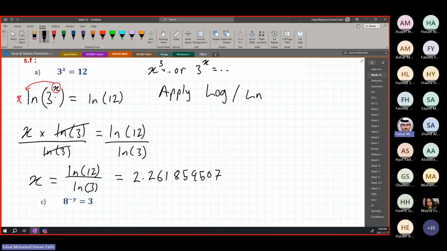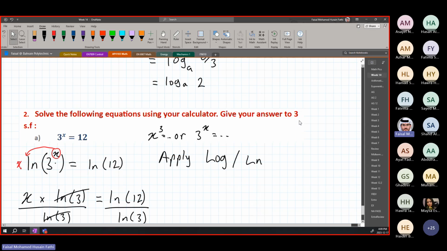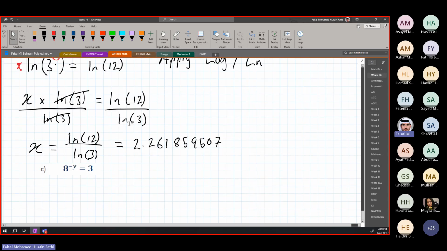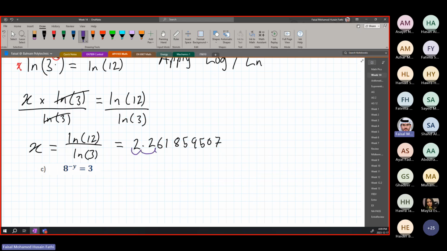1.859.507. Why am I writing it in this way? Give your answer to 3 significant figures. What does 3 significant figures mean? You should know this by now. 3 significant figures means you have to have 3 numbers in total. So if we look at this, we have 1, 2, 3. We have to stop here. We look at this number. It's less than 5, we do nothing here. So this is going to be equal to 2.26.